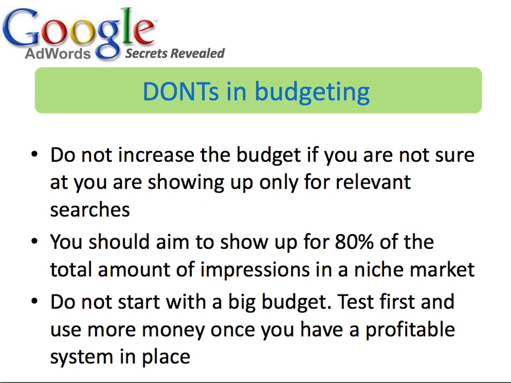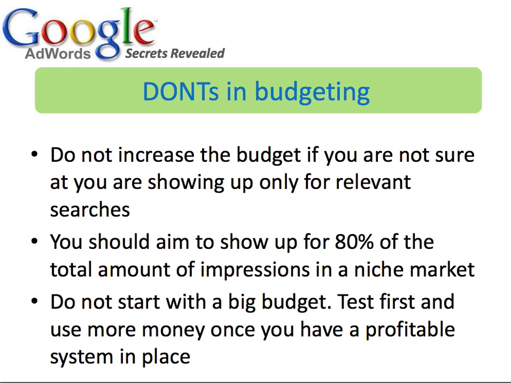You do not have to bid high right away. You do not have to have a huge budget to start with, because you do not know how your campaign is going to perform. Best practice is to always start with a budget that is, let's say, conservative, and then increase it as soon as you get results. Your goal should be to have 80% of the search impression share in your niche market.